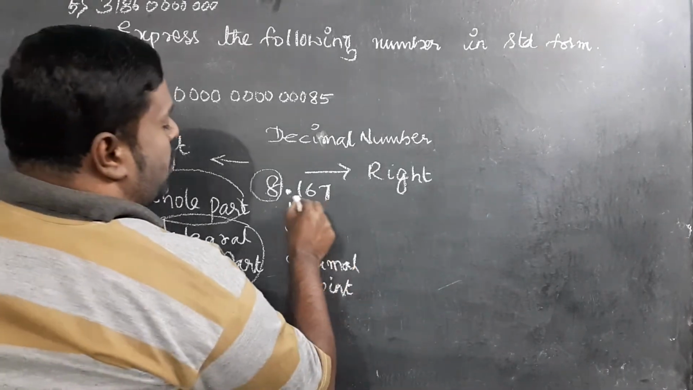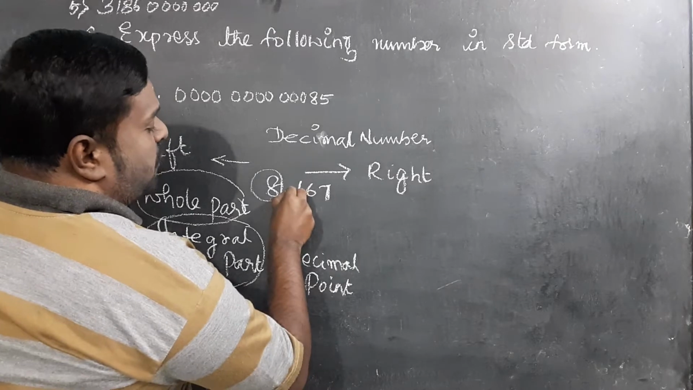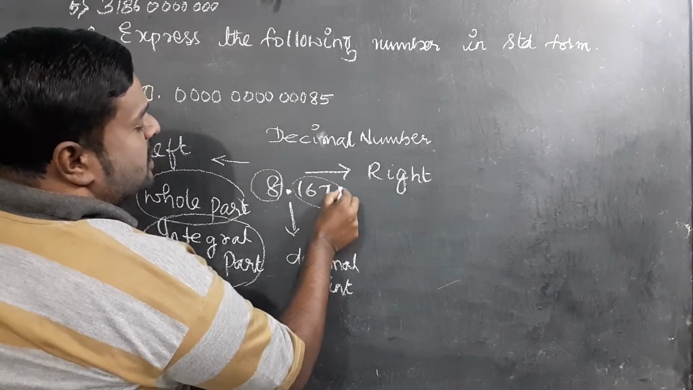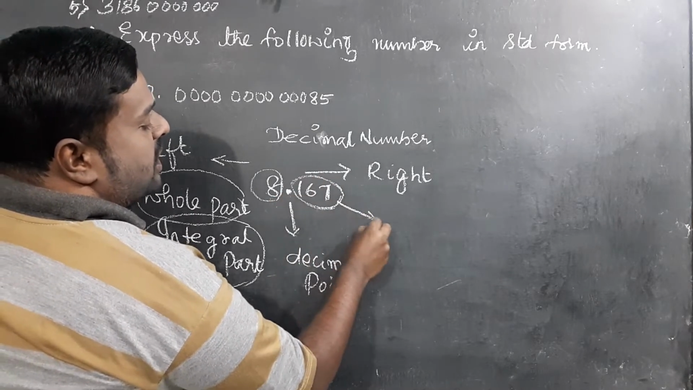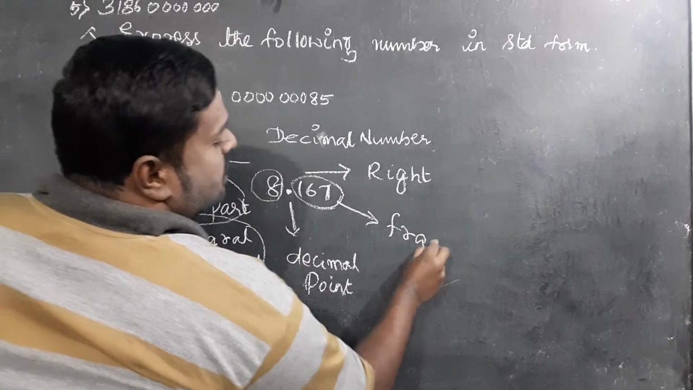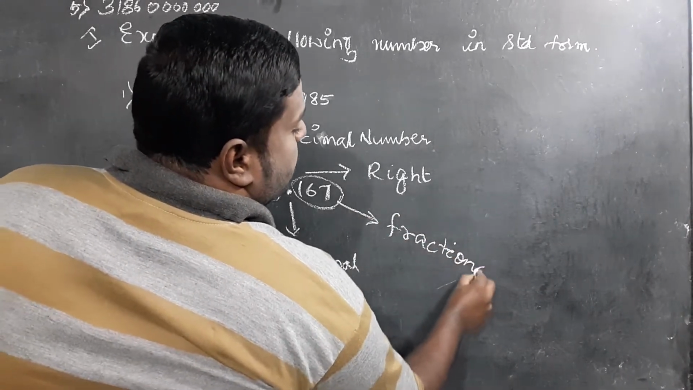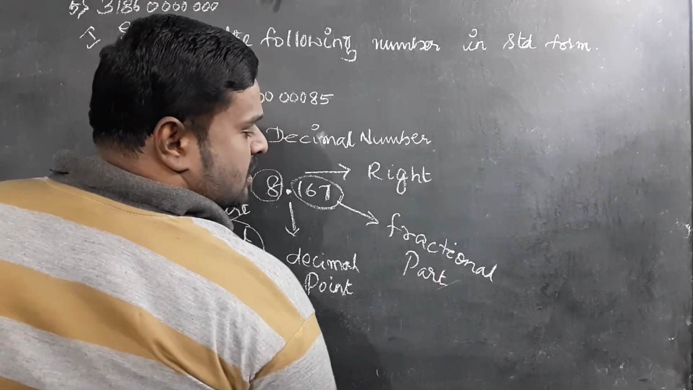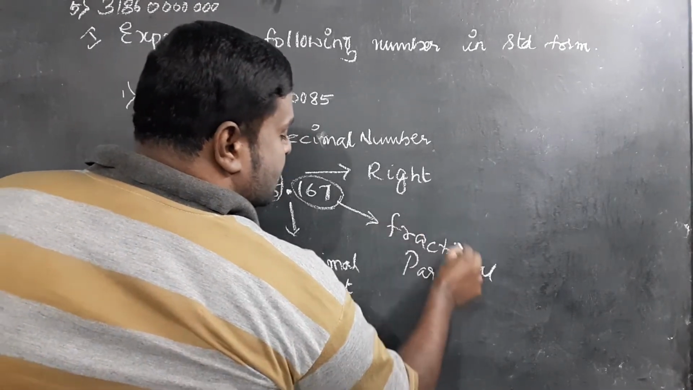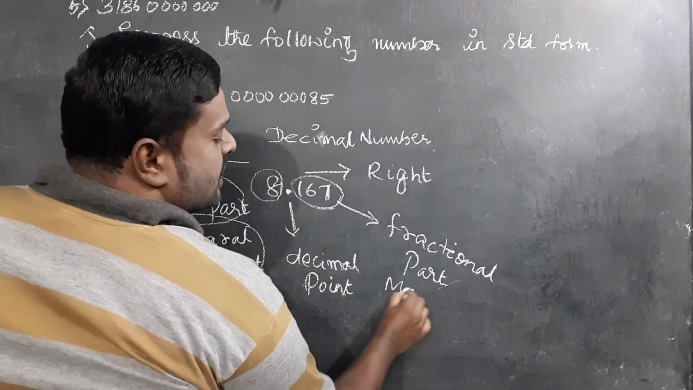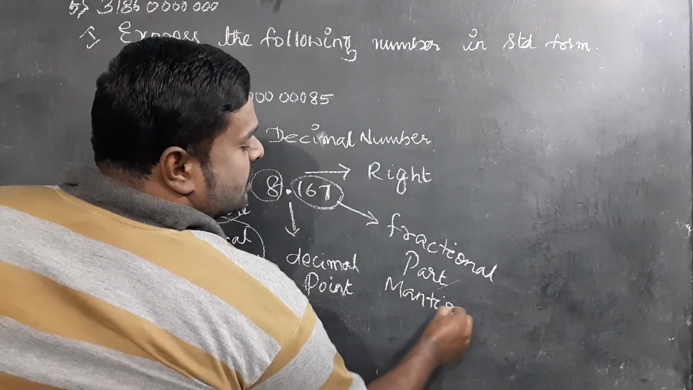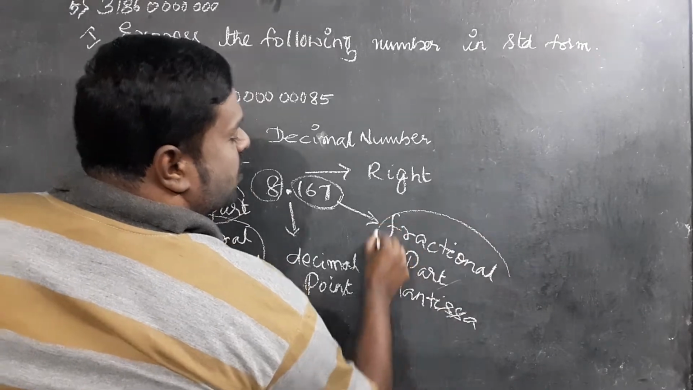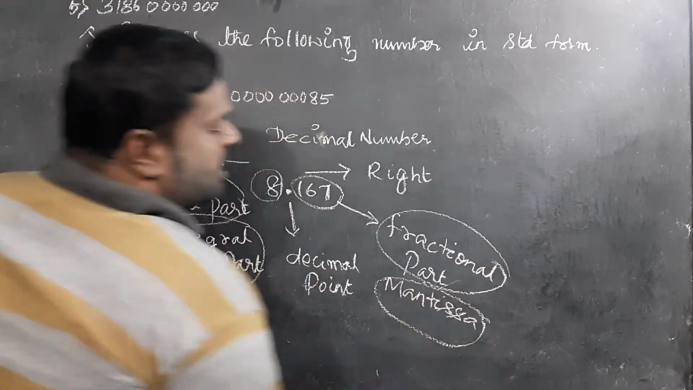Now, the number after the decimal, what you are getting here, we call it the fractional part, or even the mantissa. Either you can call it the fractional part or mantissa.